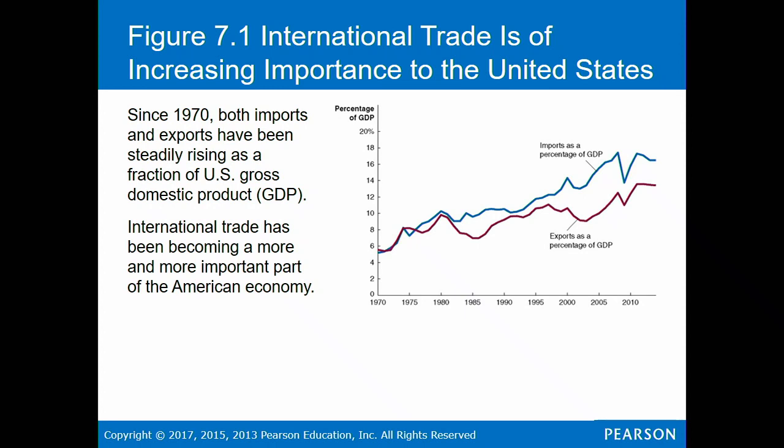As you can see, the red line there is exports and the blue line is the imports. So while early on we were roughly even, importing as much as we were exporting, since then there's been a gap. So we've been importing more goods than we have been exporting to other countries.